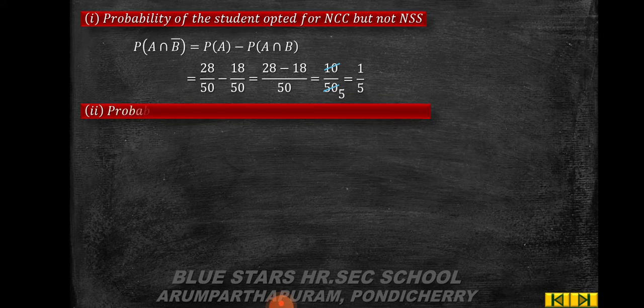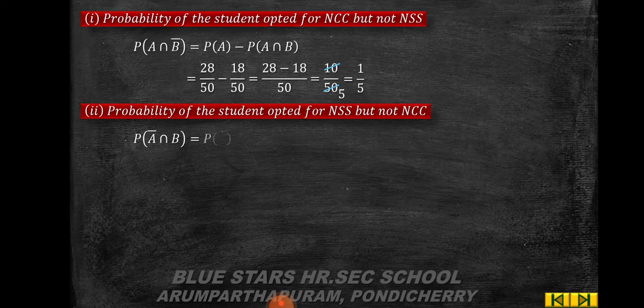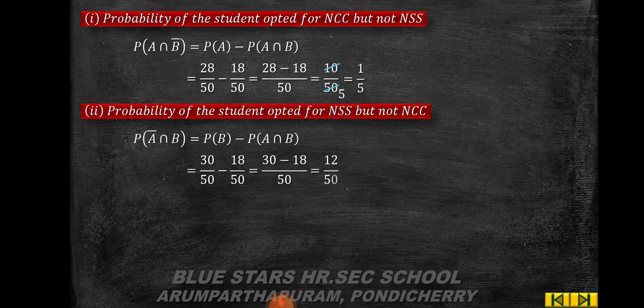Next, the second one, probability of the students who opted for NSS but not NCC. So P(A bar ∩ B) is equal to P(B) minus P(A ∩ B), is equal to 30 by 50 minus 18 by 50, is equal to (30 minus 18) by 50, is equal to 12 by 50. After simplification you get 6 by 25.